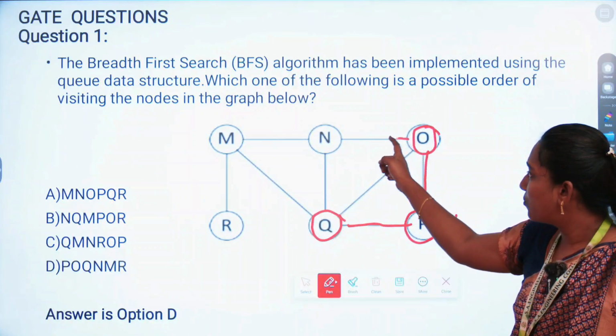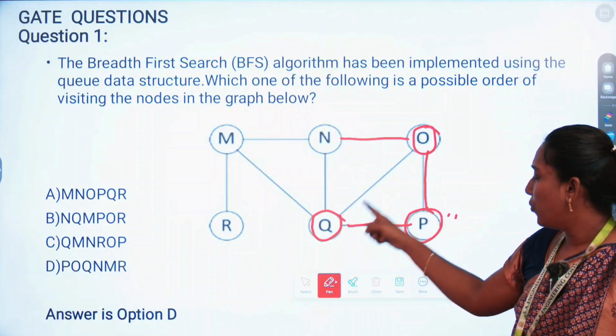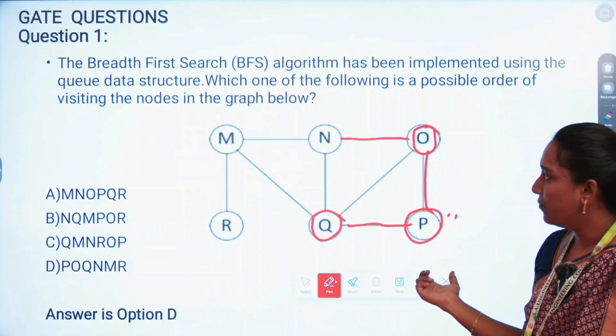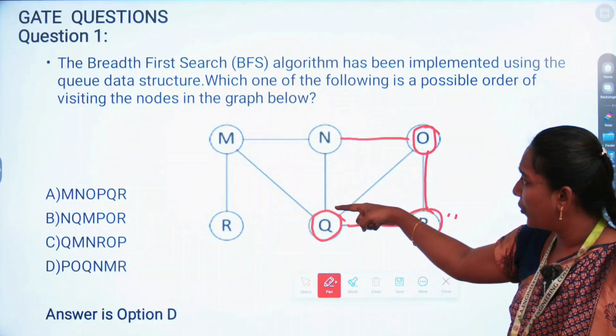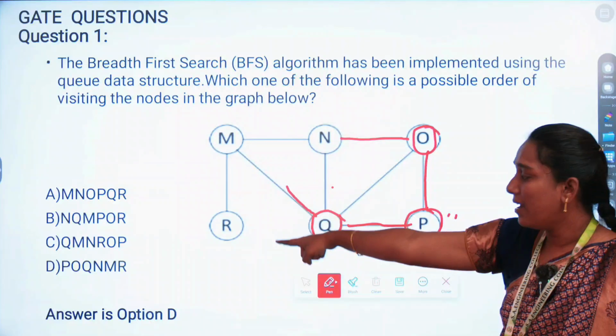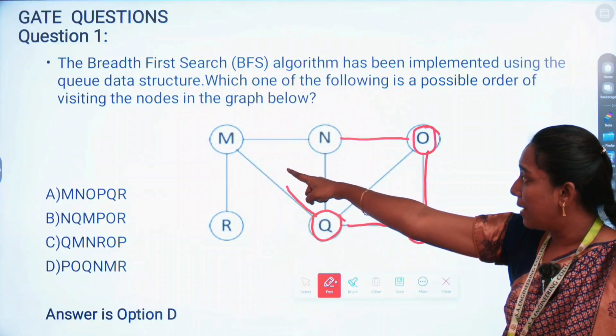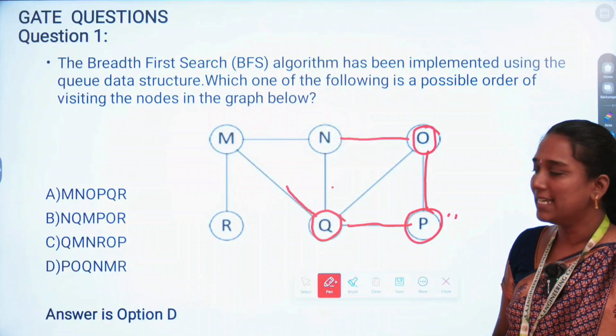From O, it explores N, yes, it is correct. And O explores the node Q, P also, which is already visited. Then from N, we go to Q. Q explores the nodes M and R. First M, and then M explores the node R. So hence option D is the correct one.